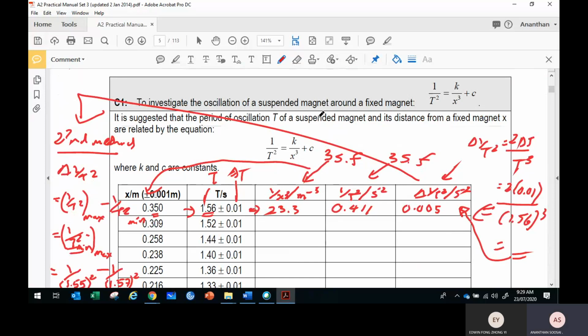And the same thing goes for C. Write the relation: C equals the y-intercept of the graph, 1 mark for the relation. Then just transfer the y-intercept value down here for C and write the unit. What is the unit for the y-intercept? Same as 1 over t squared, so s^-2. Y-intercept is s^-2, the gradient is s^-2 m^3.